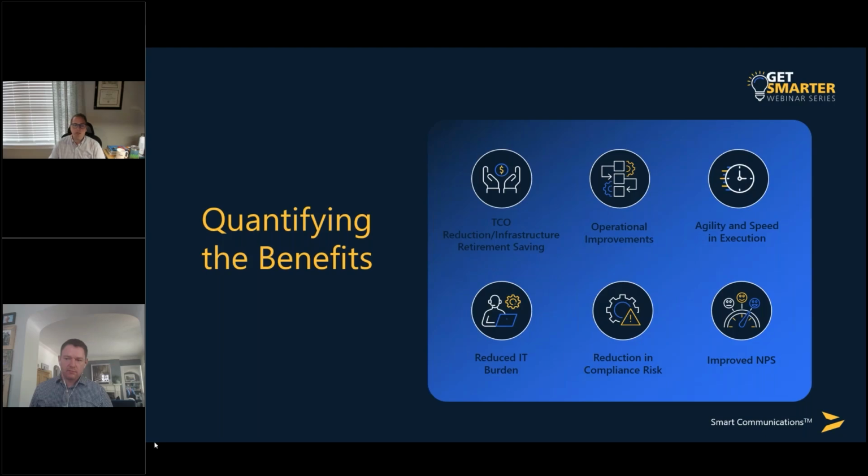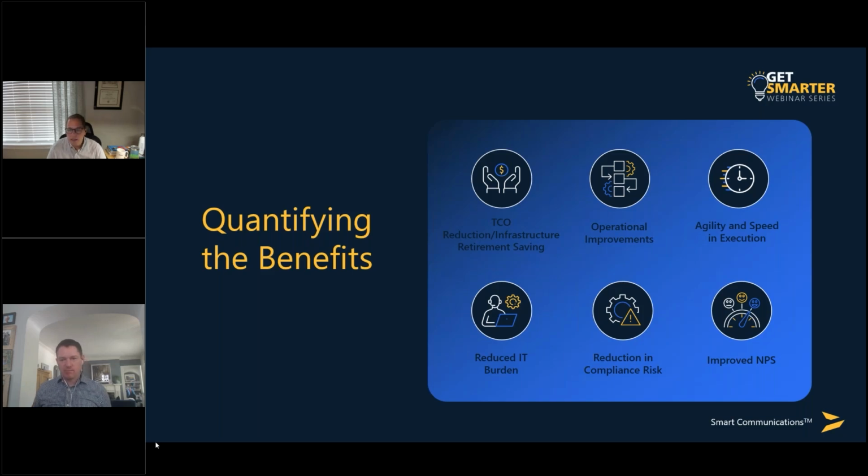Is there a reduction in compliance risk? You know, those pesky compliance fines that you try your best to avoid throughout your different industries. Is there a reduction in those? Are you not paying as much because of the governance model that you put in place with SmartCOMM?